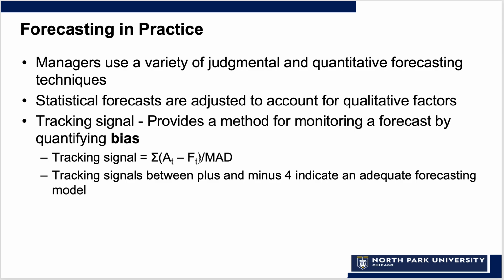Tracking signals between plus and minus 4 indicate an adequate, safe forecasting model. Now, everybody wants their MAPE, mean absolute percent error, to be really close to zero. Oh, we love that. But to be honest with you, plus or minus 30 in consumer goods is considered okay. I mean, you want to do better than that, but there's variation in the sales, and you can't dampen the random variation. So the more variation there is, and you can measure that as the ratio of standard deviation to mean, S divided by X bar, the higher that is, the harder it will be for you to accurately forecast.